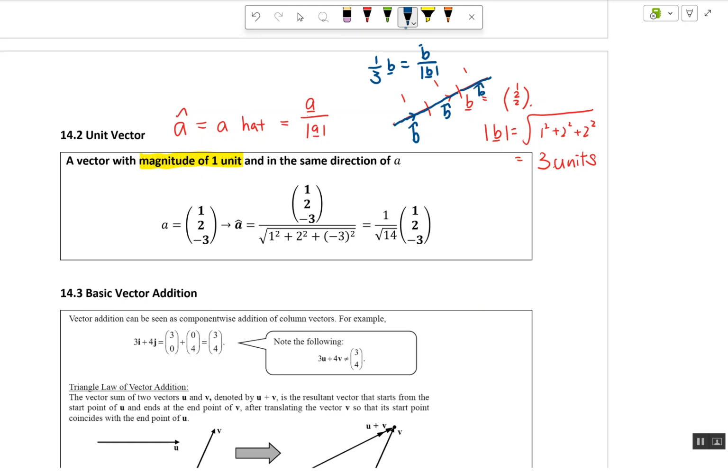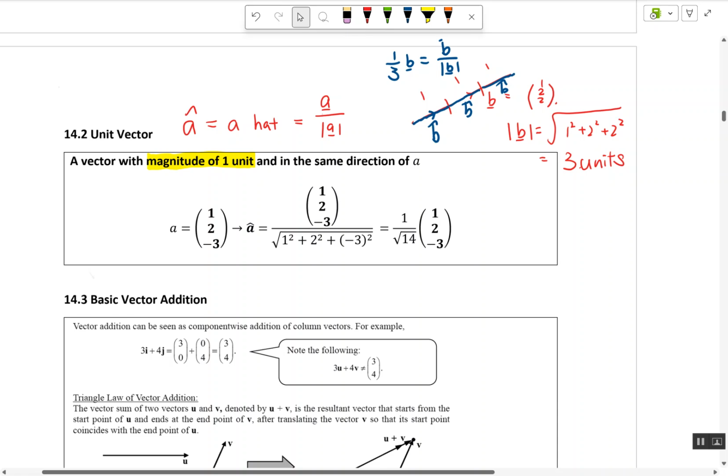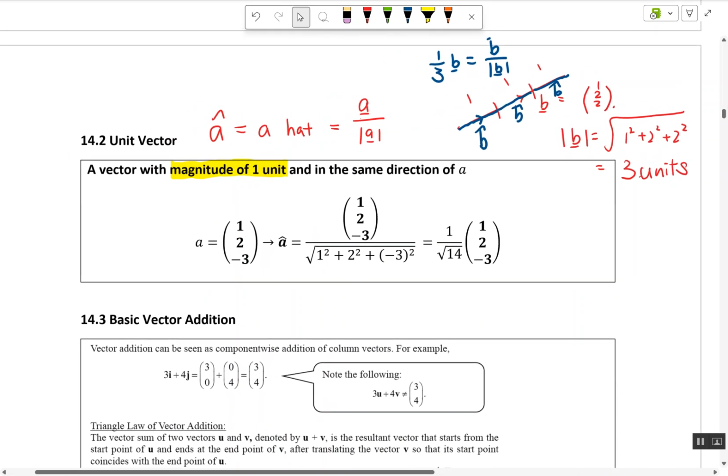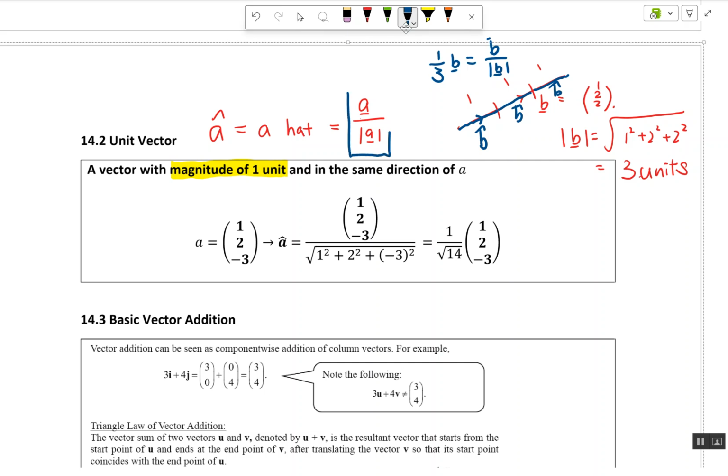But this is very technical, so don't worry about the technicality of this. Just know that a unit vector is represented by A hat or B hat or C hat or anything hat, and a unit vector has a magnitude of 1 and is in the same direction. The technique of finding a unit vector is A over the magnitude of A, and after we do this, we usually represent it as a fraction on the outside, 1 over square root 14, where square root 14 is the magnitude of A.